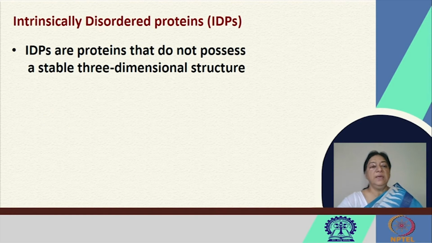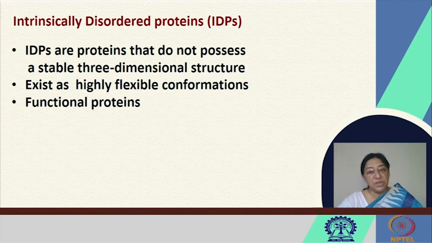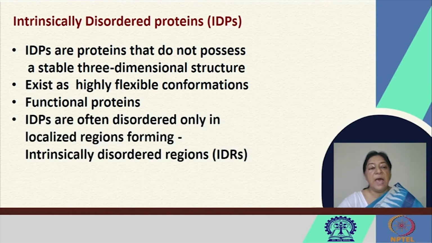When we look at the intrinsically disordered proteins, as the name implies, they do not possess a stable three-dimensional structure. As a result, they exist in highly flexible conformations. They are functional proteins and have specific characteristics to their activity, and in some cases, the IDPs are disordered only in localized regions, forming what are called intrinsically disordered regions, the IDRs.